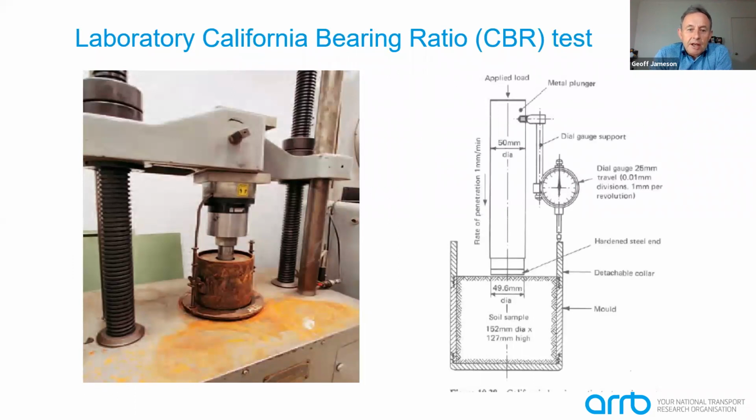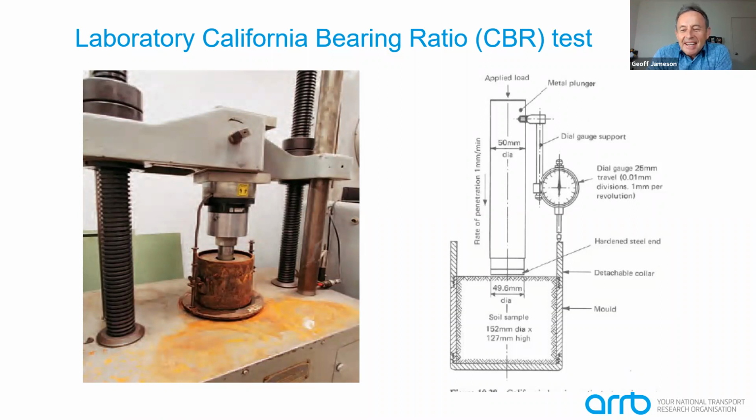This is an old photograph I have in my collection of a CBR test being undertaken at the Country Roads Board. This would have been many years ago now. It looks like it was before the time the CRB could afford stainless steel moulds, by the look of the rusting in this equipment here.